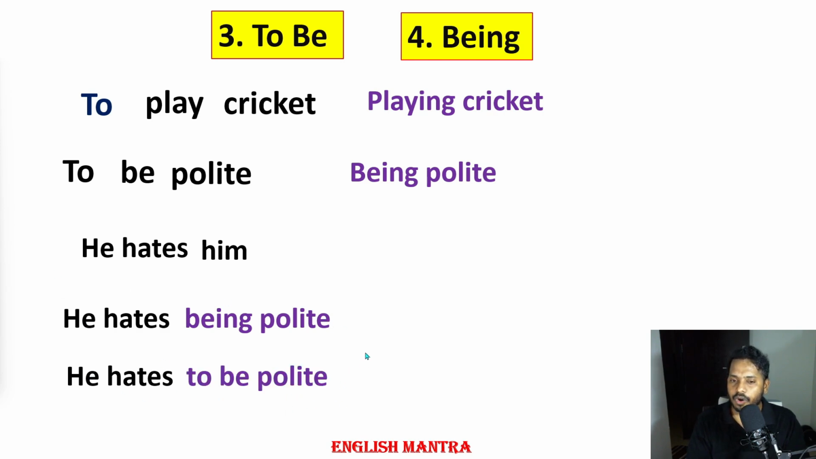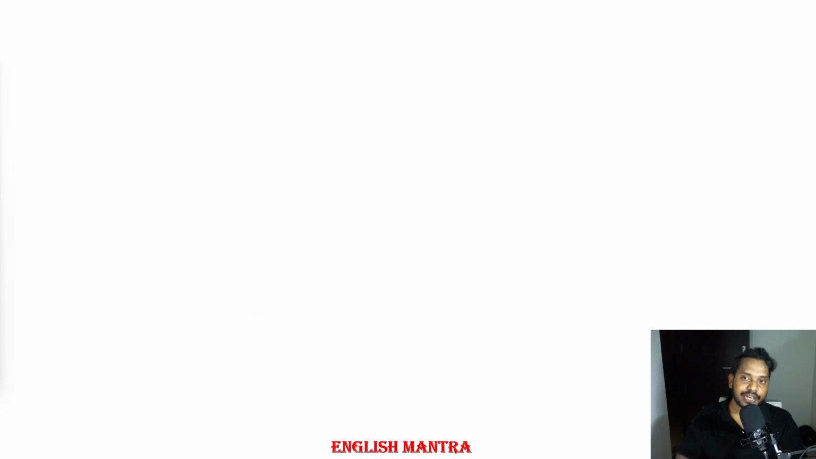Okay, there is a small difference between these two, but I'm gonna explain when I'm making a video on infinitive and gerund. Since I'm talking about be forms, I'm not explaining everything. So you can either use them in subject's place or object's place. This gerund and infinitive, these two act as a noun. Okay, let's see some more examples.